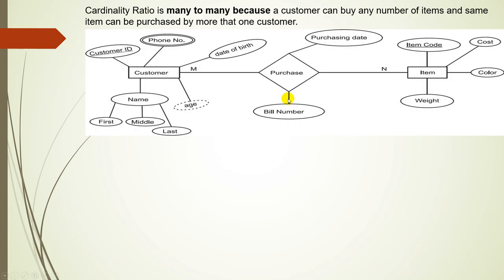And if I want to know which item was purchased by which customers, I can order this table according to the item number and find the related customers.